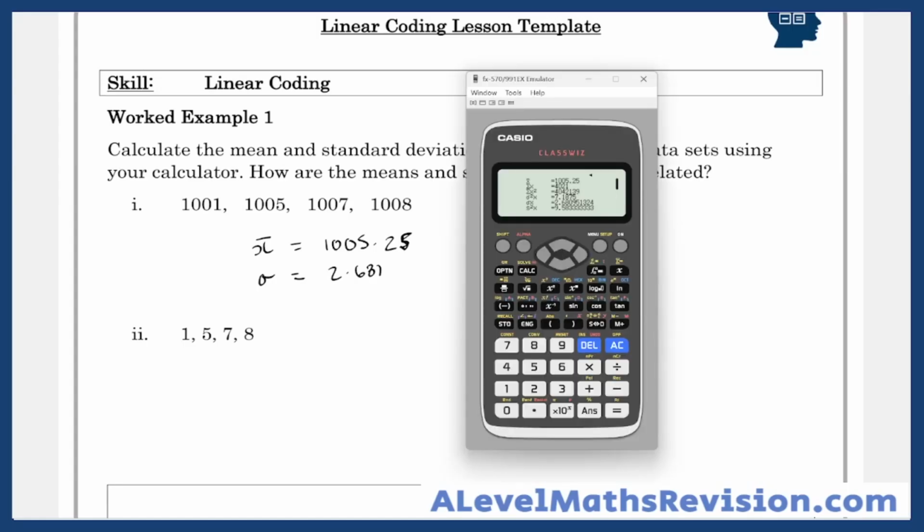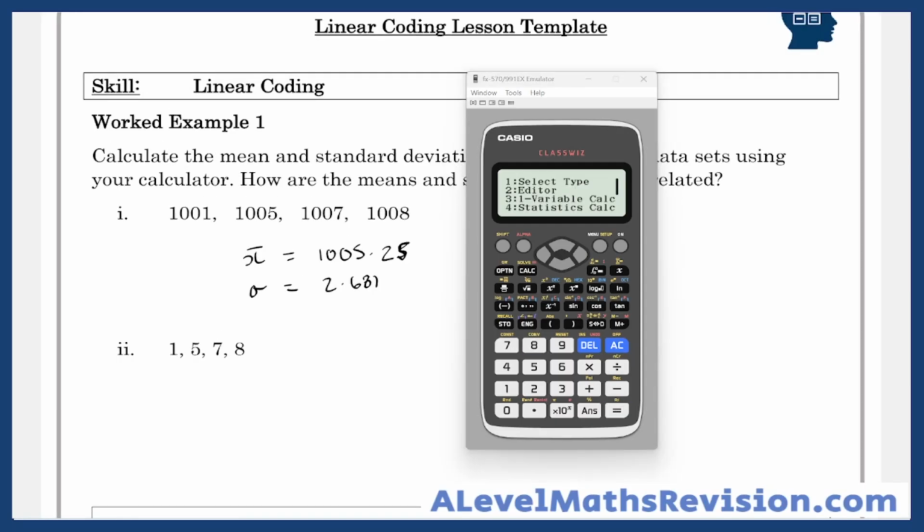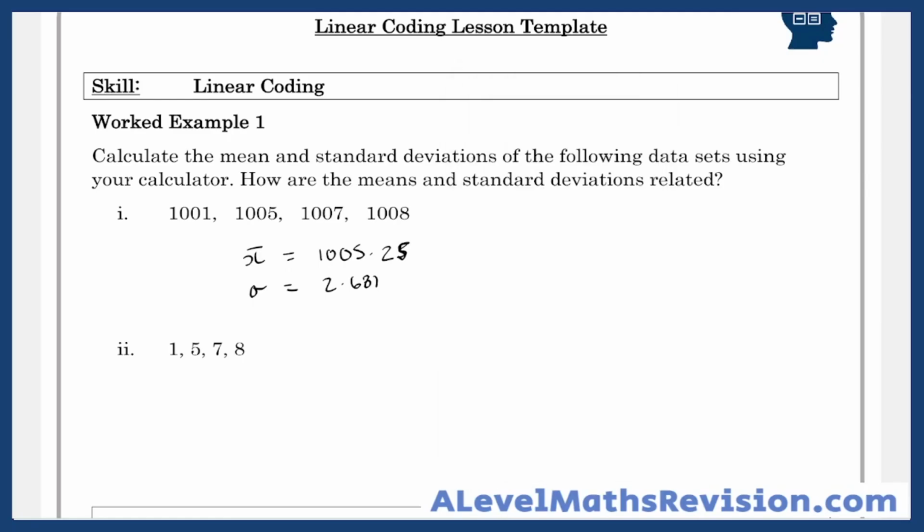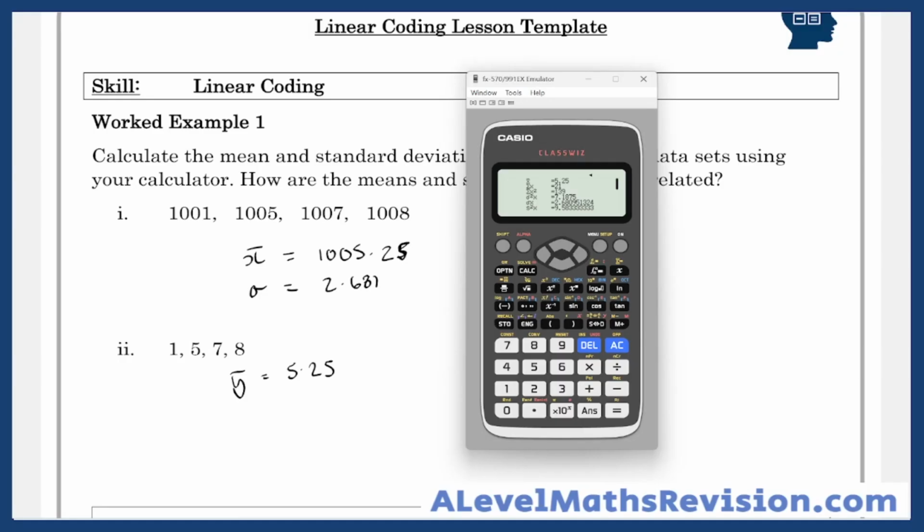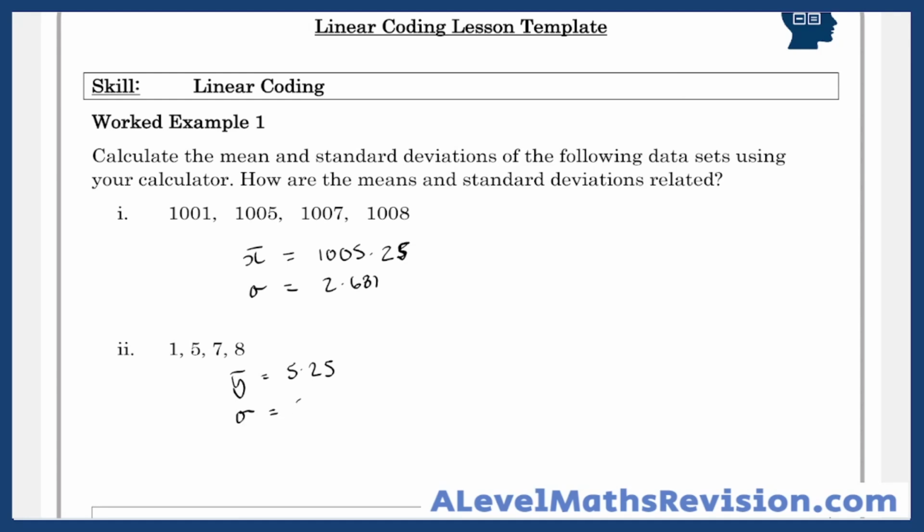Let's do it for the second set now. So if we go back, delete all that, and put the new data set in: 1, 5, 7, 8. And once again, doing a one variable calculation, we get the mean and standard deviation of the new data set. Let's call this one y. So y bar was 5.25, and the standard deviation was 2.681 again. So sigma equals 2.681 again.